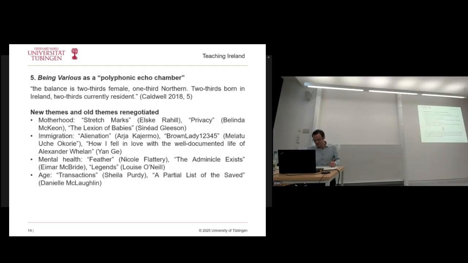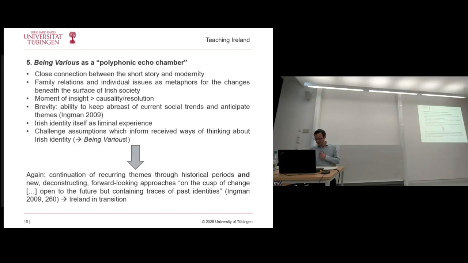So to sum up this discussion, Alienation, as so many other contemporary Irish short stories, demonstrates the form's close connection to the changes brought about by modernity. They attempt to depict individuals who nonetheless function as metaphors for the changes beneath the surface of Irish society, specifically by focusing on marginalized groups.